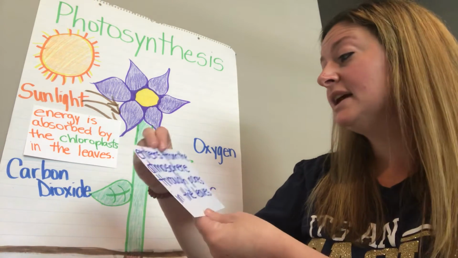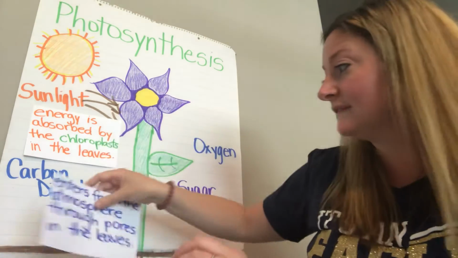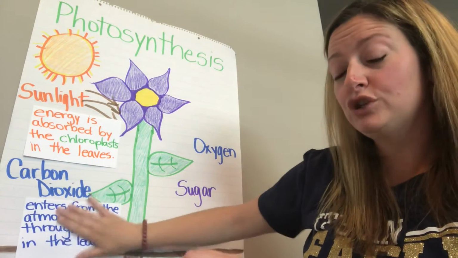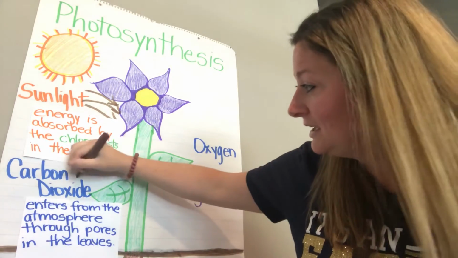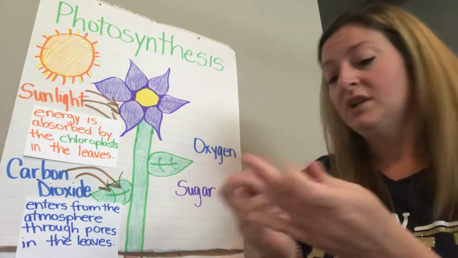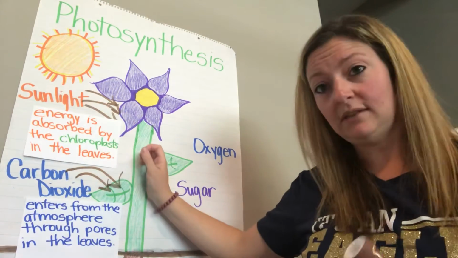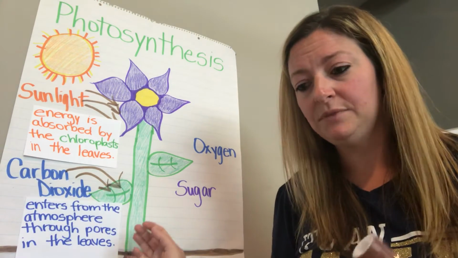Okay, so carbon dioxide actually enters from the atmosphere through the pores in the leaves. So carbon dioxide is going to go into the plant. It's going to come into that plant. Okay, so we have it absorbing the sunlight. The carbon dioxide comes into the plant.